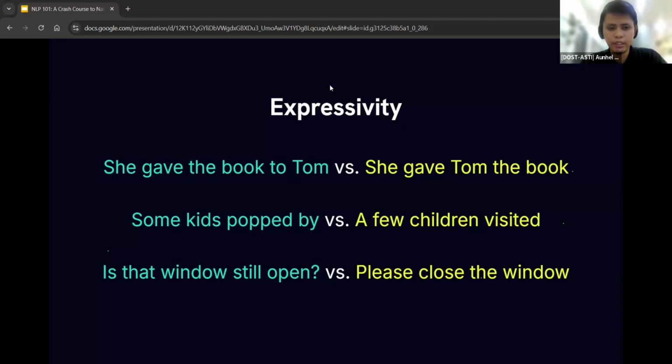But let's say we try to change our sentence. Let's say some kids popped by versus a few children visited. So there are different words being used right now. How will the system know that these present the same context when they are very much different in structure? And then finally, is that window still open? Versus, well, please close the window. And that's just the tip of the iceberg.